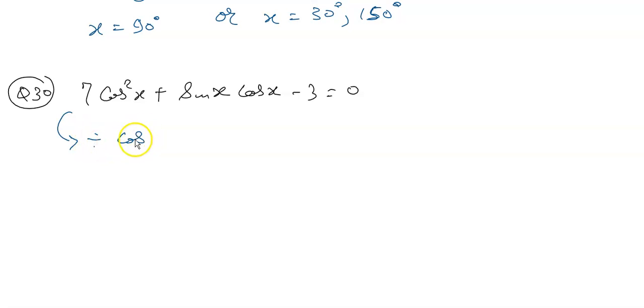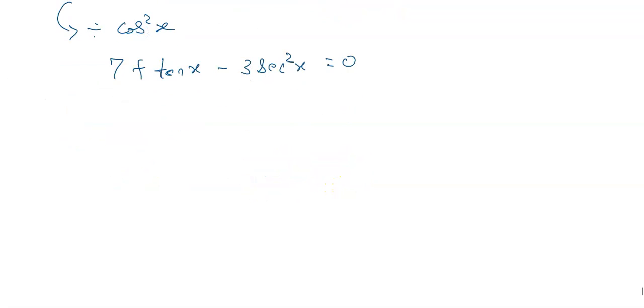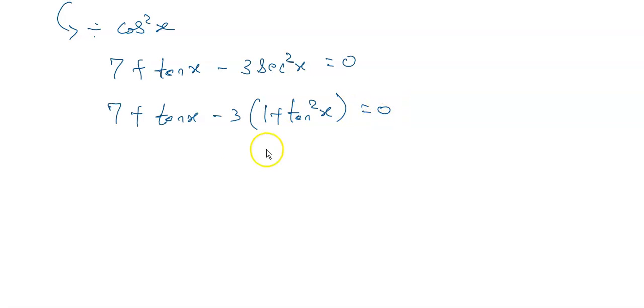I think we should get in terms of tan x. So this is 7 plus sin x cos x divided by cos square. One cos will cancel and sin upon cos will be tan x. And minus here we get 3 times sec square x. And sec square x can be written in terms of tan x. So this is 7 plus tan x minus 3 into 1 plus tan square x, equal to 0. So this implies 3 tan square x minus tan x minus 4 equal to 0, right?